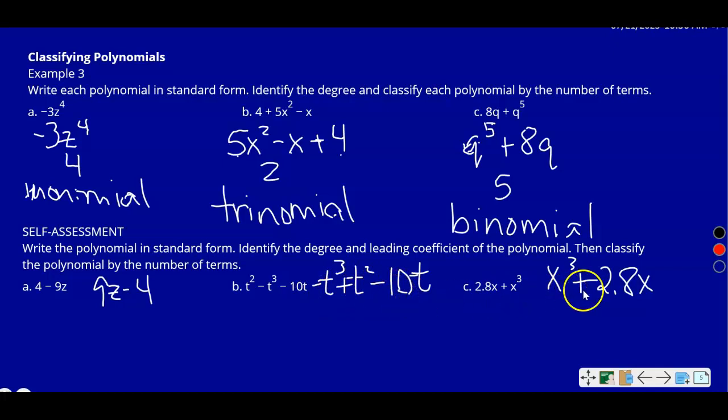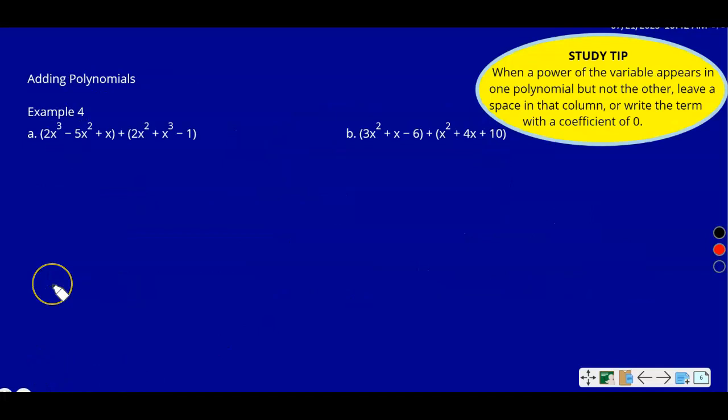C part, x cubed plus 2.8x. The degree is 3 because that's your highest exponent. The leading coefficient is assumed to be a 1 because there's no number in front of your x cubed. And it has 2 terms, so this one is a binomial.